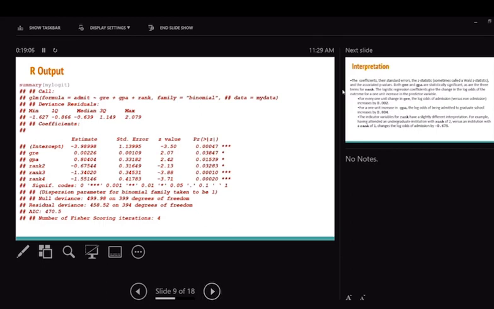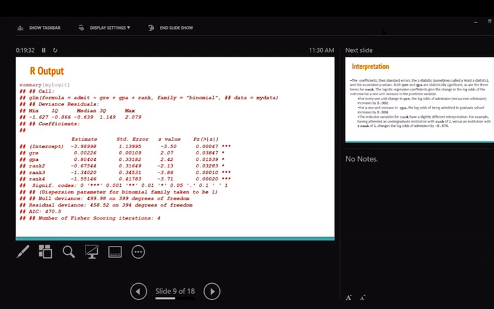Okay, now this is what we have as a result. Let us now go into interpretation. We need to interpret GRE. We need to interpret GPA. And we need to interpret rank. And how are we going to interpret this?